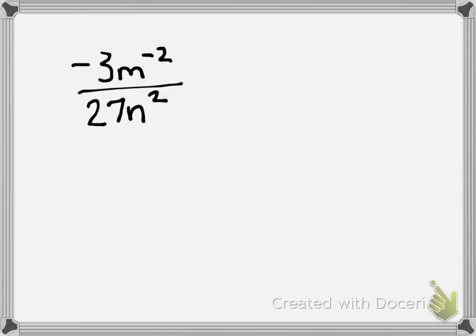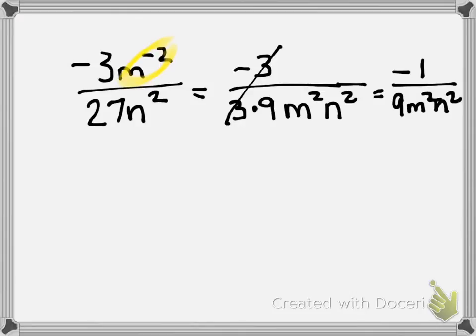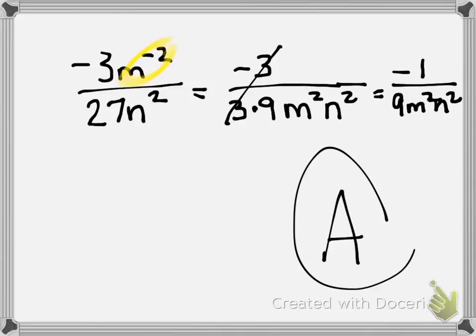Now I need that m to the negative 2 to be positive, cannot have negative exponents, so I'll just move that whole piece back to the bottom. So it's negative 3 over m squared n squared. I'm going to go ahead and put it in alphabetical order. And let's expand that 27 for just a minute. That's 3 times 9, isn't it? Well, now I hope you see that you have those two common factors that will cancel, leaving you a 1 in the top, and the bottom is 9m squared n squared. So the answer to the very first one is A, negative 1 over 9m squared n squared.